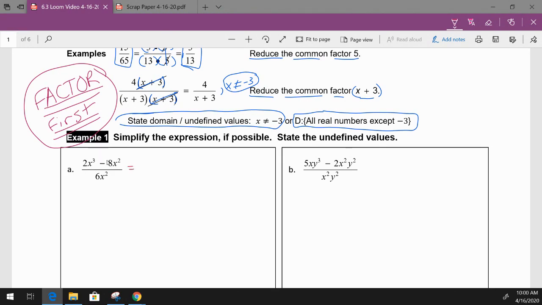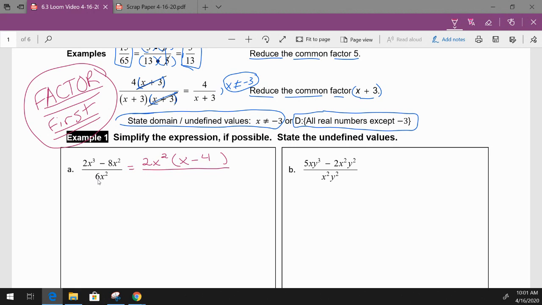You can factor out a 2. They have a common factor of 2, and they both have x's, so I can factor out an x squared. When I factor out the 2x squared from both of those terms, I'm left with x minus 4. If you're unsure, you can mentally multiply it back together to see if it equals what it started with, and it does. So good. Your denominator, though, is 6x squared.